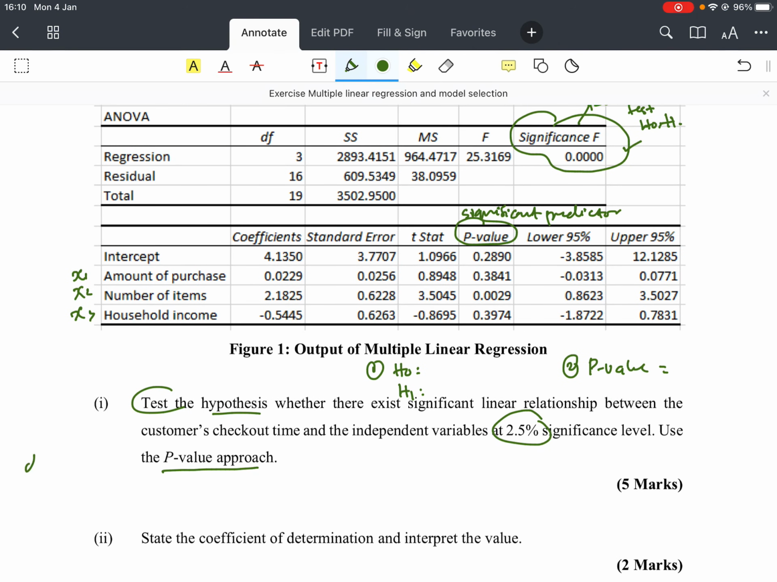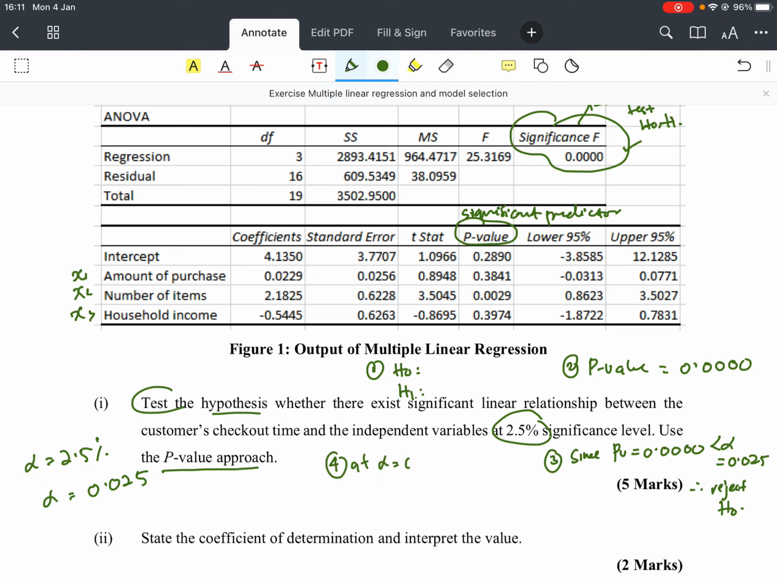Convert 2.5% into decimal, so alpha is 0.025. The p-value is equal to 0.0000. Since the p-value 0.0000 is less than alpha 0.025, you have to reject H null. So what happens if you reject H null? At alpha 0.025, at least one of the independent variables is related to the dependent variable.